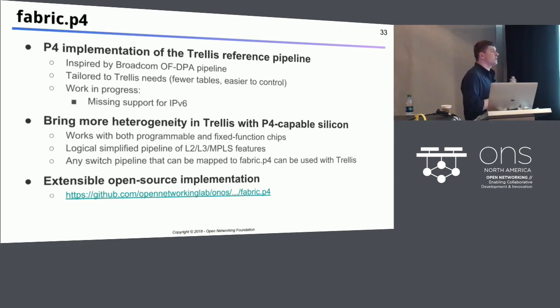The goal here is to bring more heterogeneity in Trellis with P4-capable silicon. And when I say P4-capable silicon, I mean both programmable and fixed function. That's because Fabric.p4 abstracts a logical, simplified pipeline of very standard features, so layer 2, layer 3, and MPLS. So any switch pipeline that can be mapped with Fabric.p4 can be used in Trellis. It's an open source implementation as part of ONOS, and it's also extensible, meaning that you can add more functionalities to the pipeline, and I'll talk more about this later.